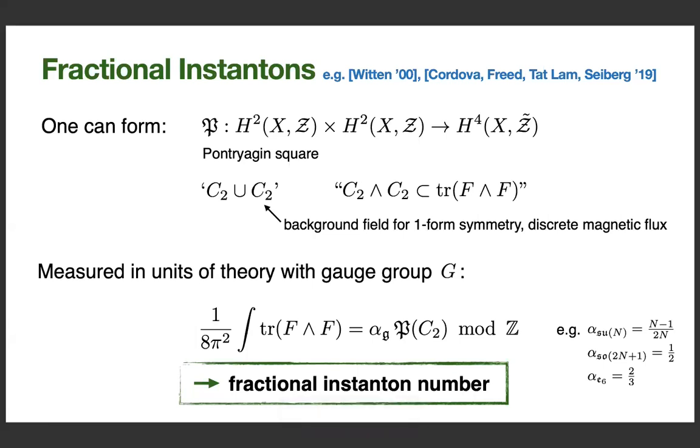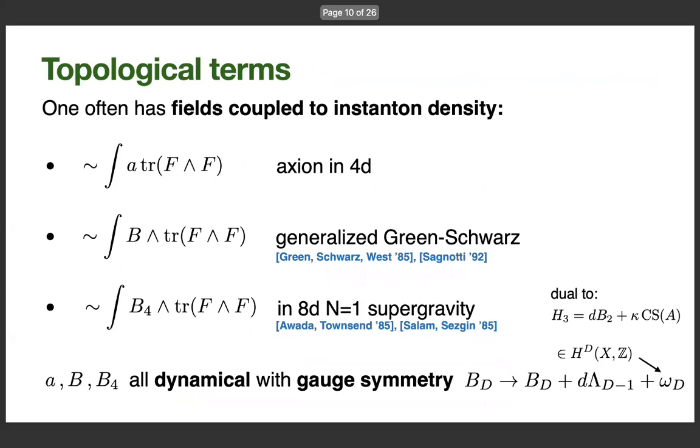Right, so these are the fractional instantons in my theory. Now, why do these matter for us today? Well, because a lot of actions have a coupling to other fields of the instanton density. So here we have the one that I just talked about. This is just in 4 dimensions. It would be the coupling of an axion to this instanton density. In 6 dimensions, this is just a version of the generalized Green-Schwarz mechanism that is actually used for the standard anomaly cancellation. And in 8 dimensions, there would be a coupling, for instance, of a 4-form field to the instanton density.